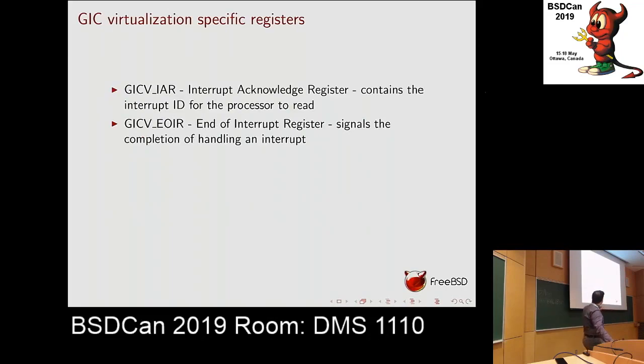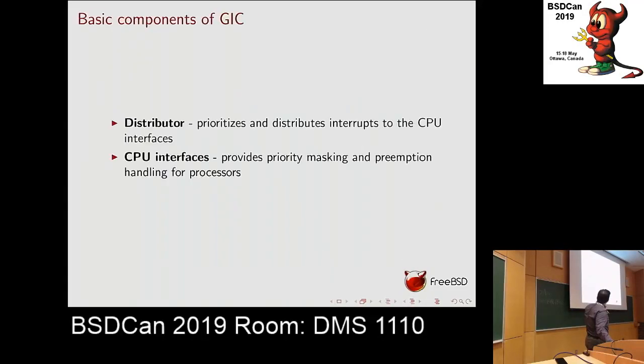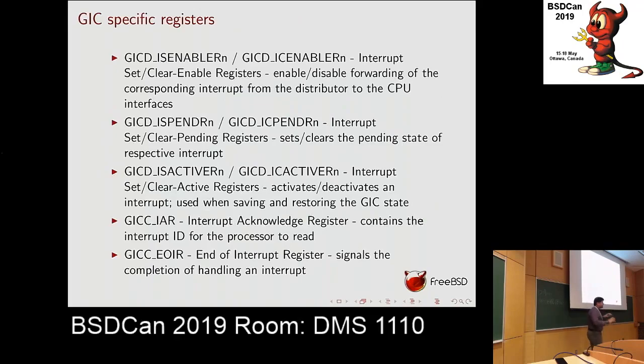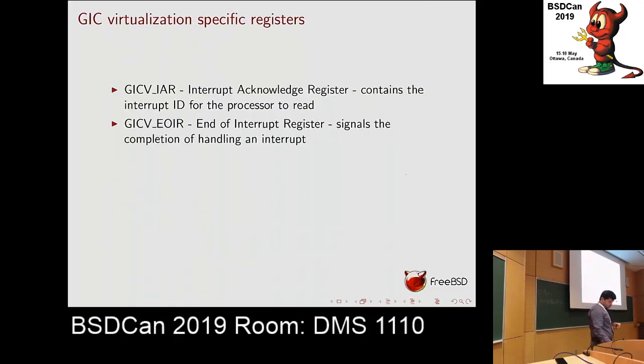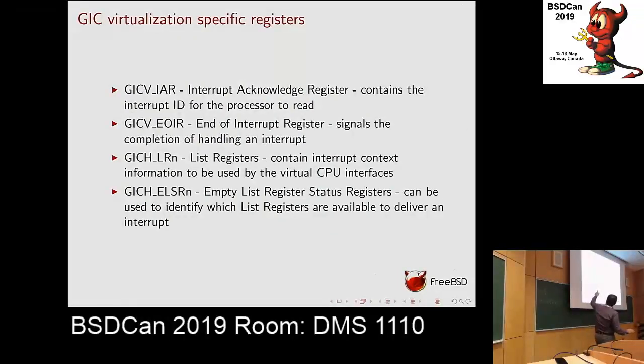In terms of virtualization specific registers, we have the GICV interrupt acknowledge register and the GICV end of interrupt register. You see that these two resemble the registers from the CPU interface. Basically, they are the same, but they have the V for virtualization there. And we have two more specific registers, the GICH LR list registers. Basically, this is a list which contains all the interrupts that need to be signaled to the CPU. The problem with this list is that it's very limited. For example, on the ARMv7 platform we tested, there are only four elements in those registers. This means that we can signal only four interrupts to the CPU.